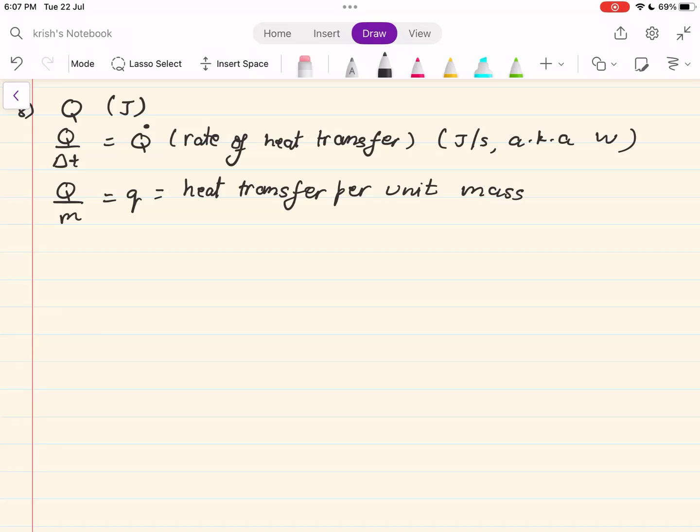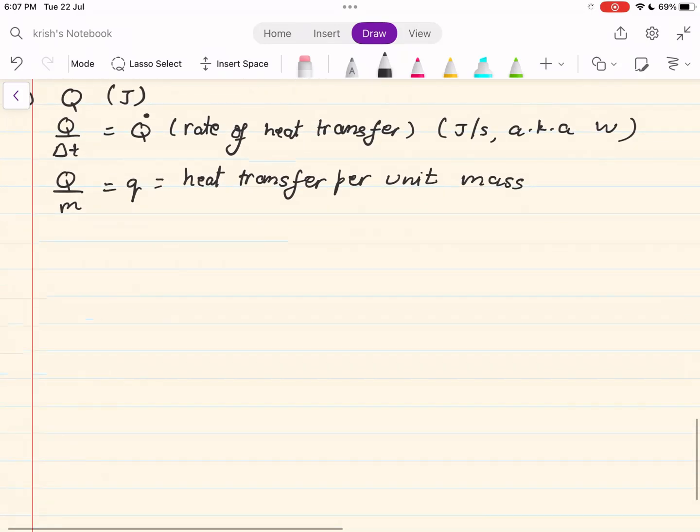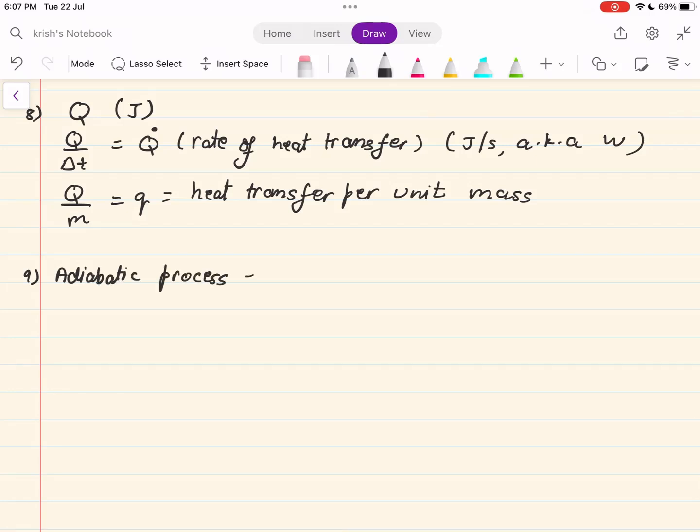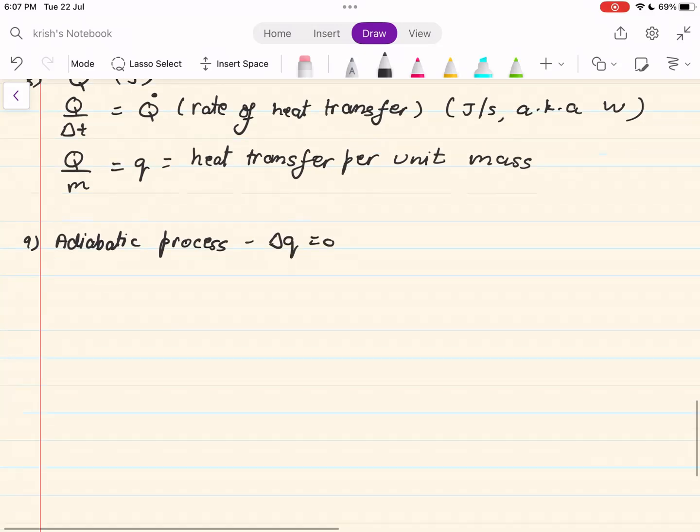But since quantities in the thermodynamic tables are usually given as specific energy, specific entropy, I tend to calculate Q in per mass terms, or specific heat transfer, as well. Lastly, we have adiabatic process, with delta Q equal to 0.